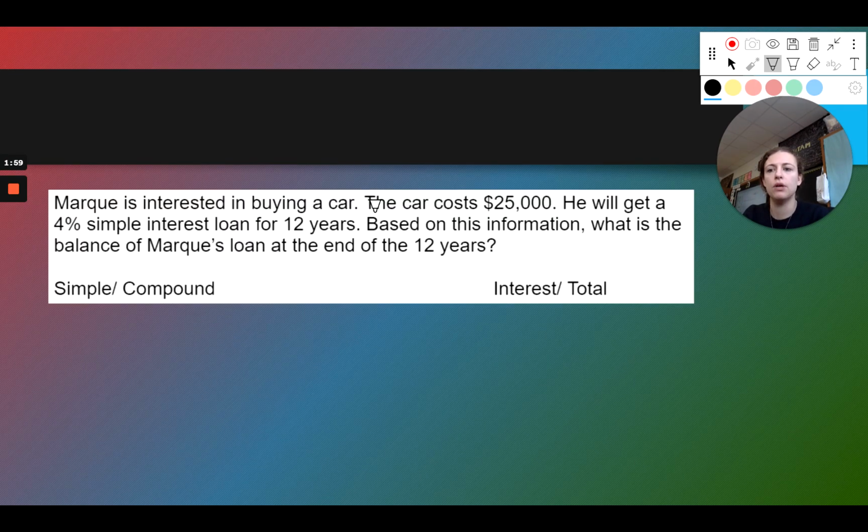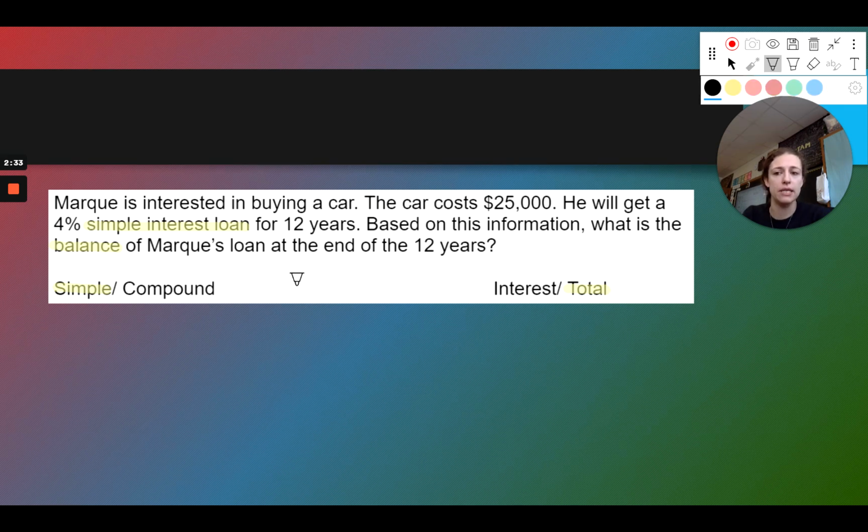Let's look at this example. Mark is interested in buying a car. The car costs $25,000 and he'll get a 4% simple interest loan for 12 years. Based on this information, what's the balance of Mark's loan at the end of 12 years? So again, looking for my first question, simple or compound. I saw a simple interest loan, so therefore simple is the formula that I will be using. Based on this information, what is the balance? Balance is a vocabulary word that we talked about, and balance means everything that is on that account. So your total is what we're looking for here.